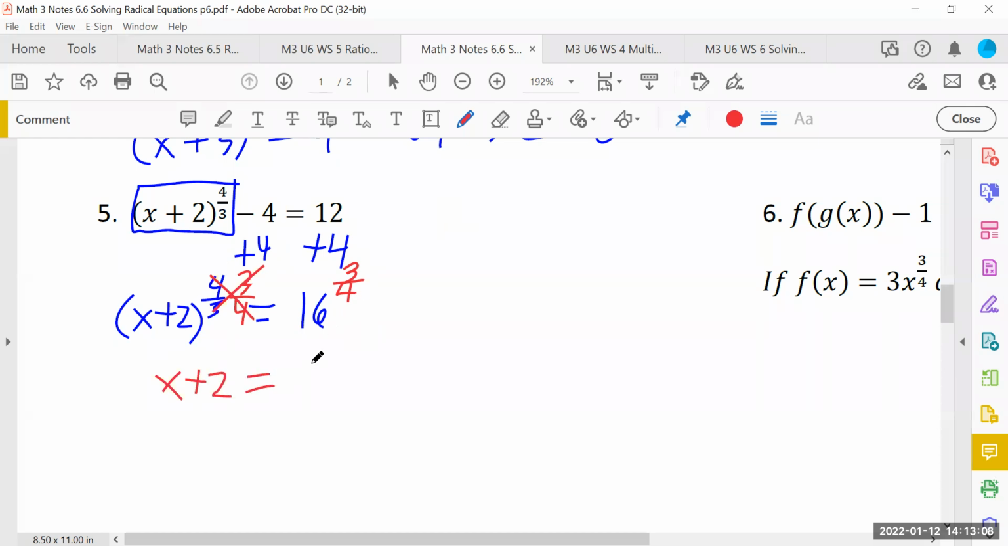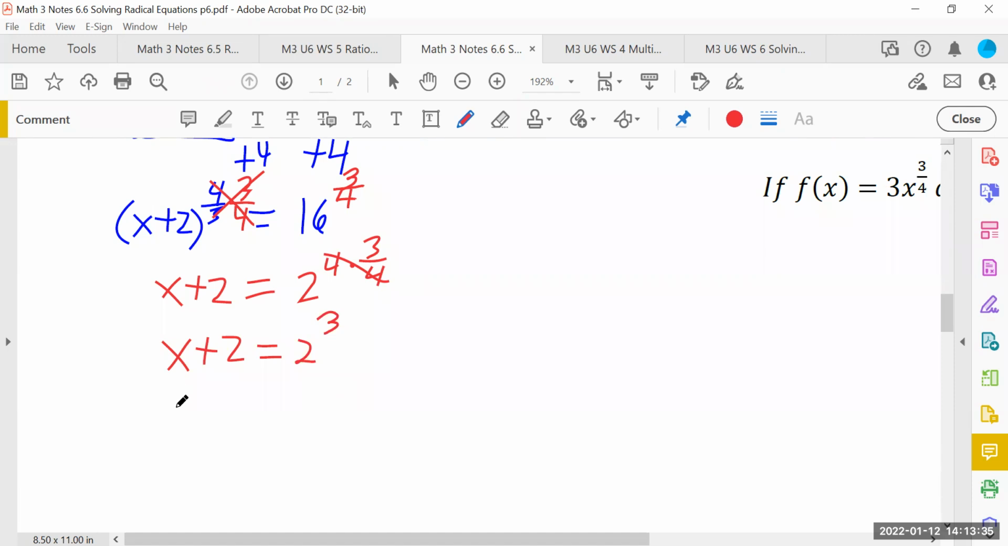Over here, you can do the 4th root of 16 if you want. Or you can say, oh, 16 is 2 times 2 times 2 times 2. 2, 4, 8, 16. So 2 to the 4th power times 3/4. The 4's cancel. I get x plus 2 equals 2 cubed.